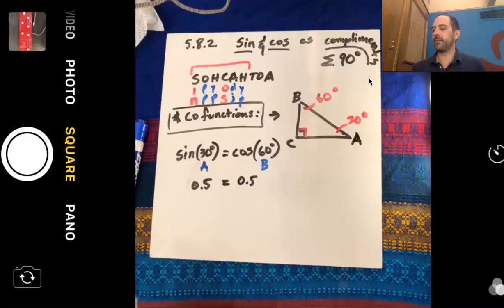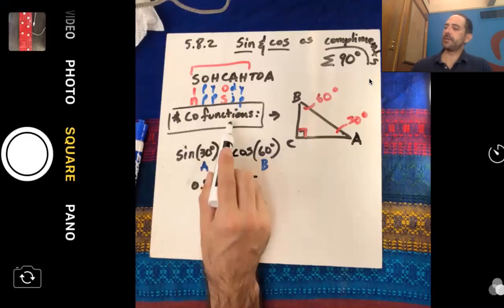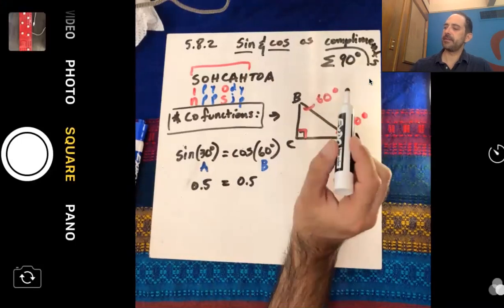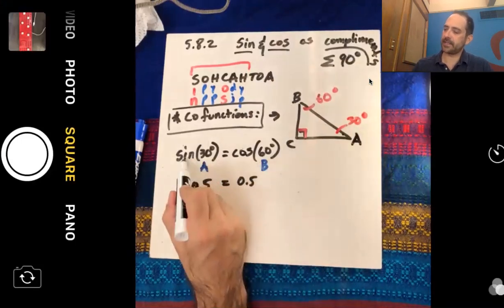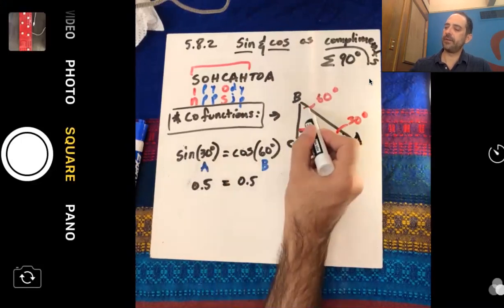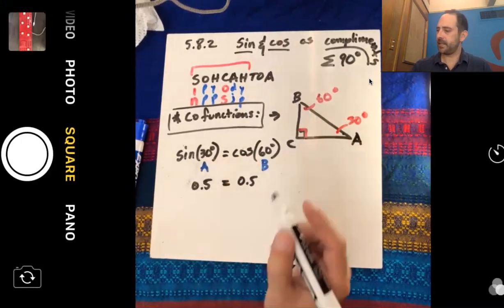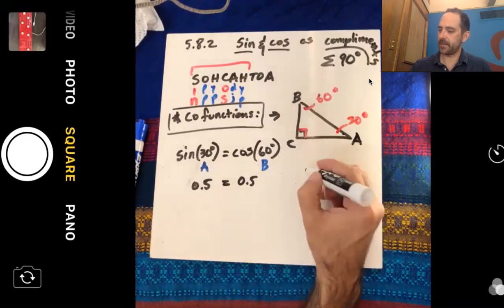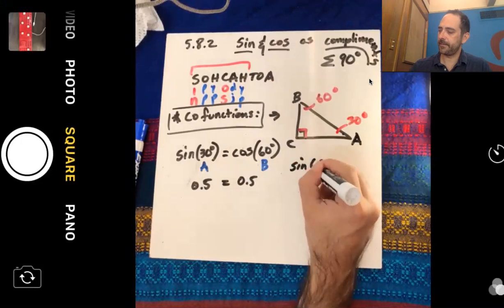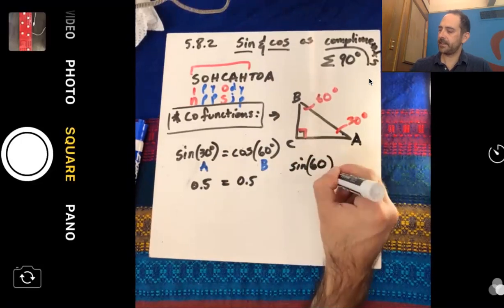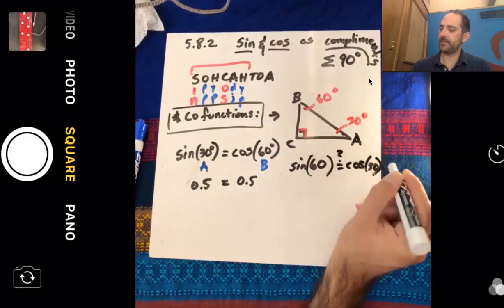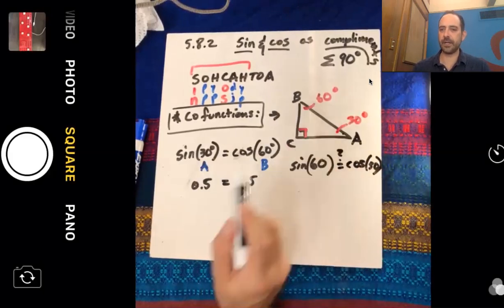All right, so what I did, remember, was since they're cofunctions, sine and cosine are complements. So I can take the sine of one angle and the cosine of the other acute angle, and they're always going to be equal. Let's see if this works the opposite way. What if I did the sine of 60 and see if that's equal to the cosine of 30? Why did I use 30 and 60? Because those are my two acute angles.